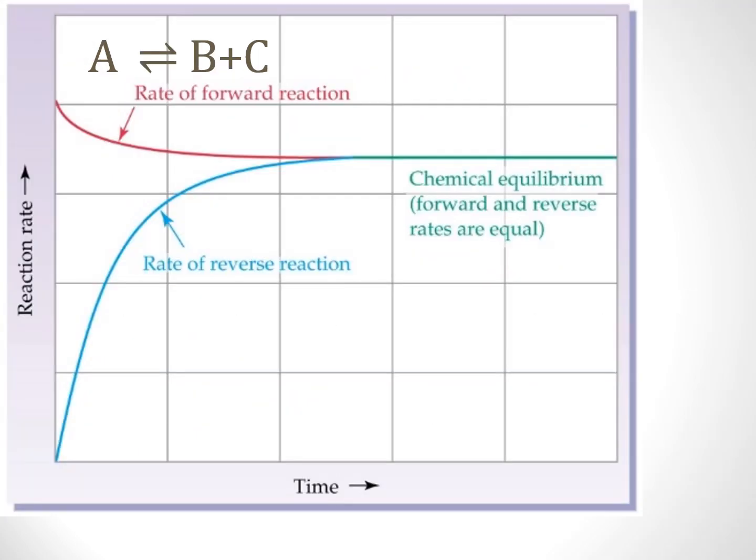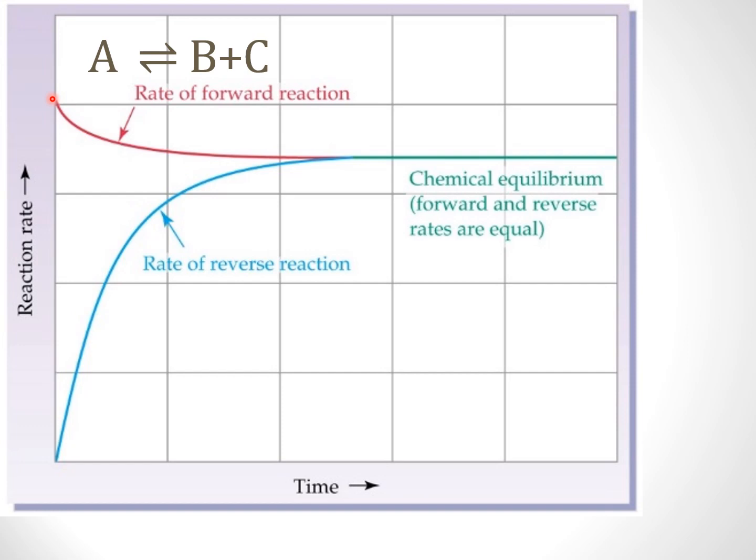Let's see how the concentrations vary in the process of reaching equilibrium. In this example, we have a reaction where A transforms into B and C, so it's a decomposition, basically. We are assuming that at the beginning of the reaction, when time is 0, we have a certain amount of A, but we have no B and C.